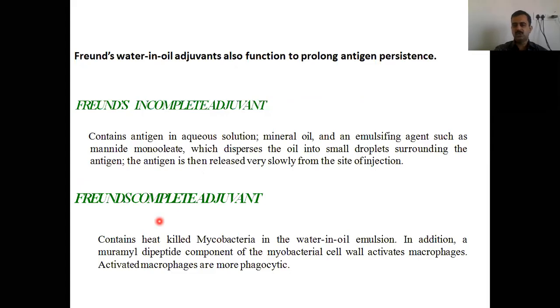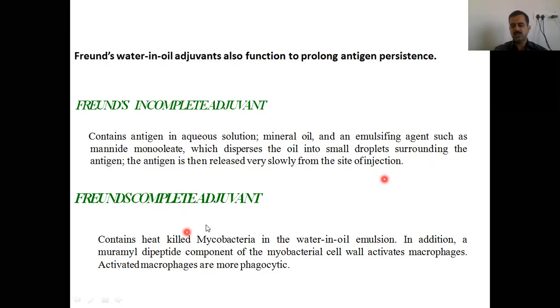Freund's adjuvants. So what are these Freund's adjuvants? There are two types of Freund's adjuvants. Water and oil adjuvants also function to prolong antigen persistence: incomplete Freund's adjuvant and complete Freund's adjuvant. Incomplete Freund's adjuvant contains antigen in aqueous solution, mineral oil, and emulsifying agents such as mannide monooleate, which disperse the oil into small droplets containing the antigen, and the antigen is then released very slowly from the site of injection.